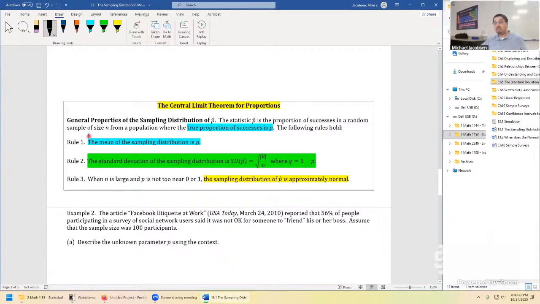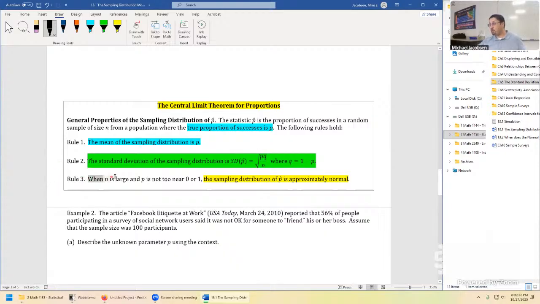And it turns out the mean of the sampling distribution is the unknown parameter p, the thing we want to estimate. The standard deviation is this complicated object here, square root of p times q divided by n, where q is 1 minus p. But rule 3 is the major thing. When n is large and p is not too near the numbers 0 or 1, the sampling distribution of p hat is approximately normal. That's the thing we're looking at in the simulation. The normal model has mean or center at the parameter p, and standard deviation given by that formula.